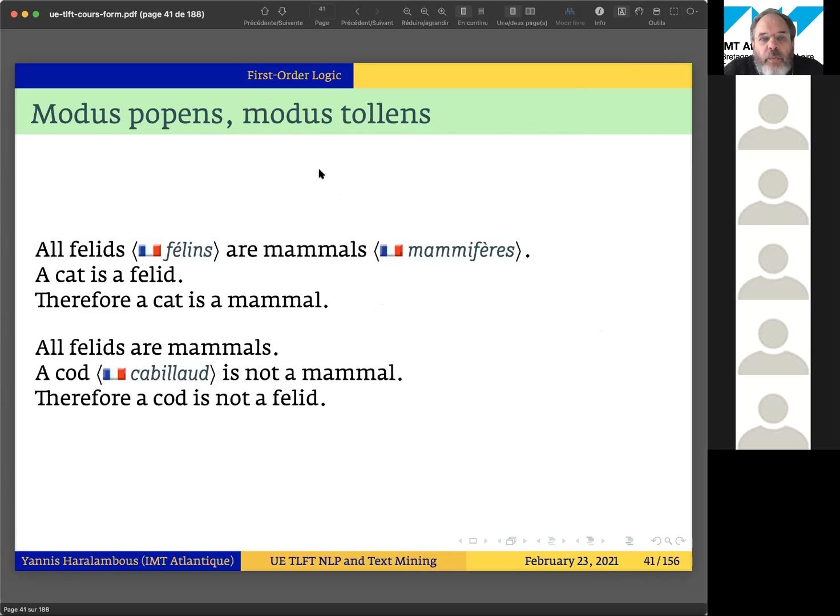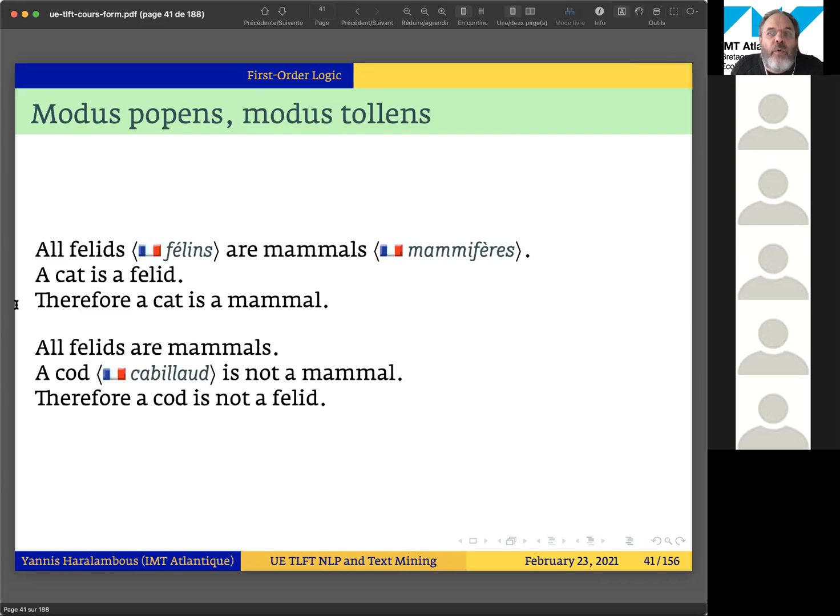Here is an example. All felids are mammals. So felids are félins and mammals mammifères. So all felids are mammals. A cat is a felid. I deduce that a cat is a mammal. So we all agree on that. The other way around, all felids are mammals. A cod is cabillaud, is not a mammal. Therefore, a cod cannot be a felid. So you see, this is going the other way around with a negation.